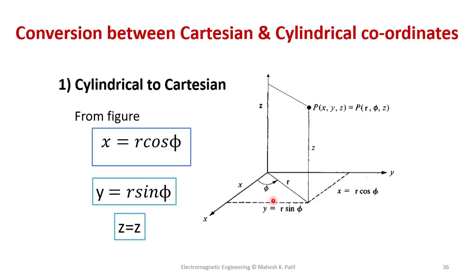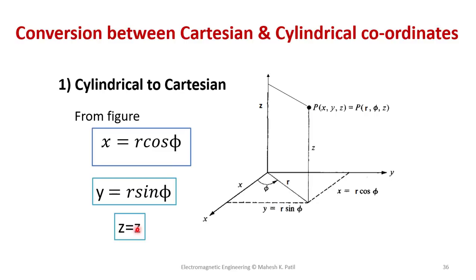So we will get the straightforward relation here: x equal to r cos phi and y equal to r sin phi. And similarly as far as z is considered, the height z is the z value itself. Therefore the z coordinate is equal to z itself.